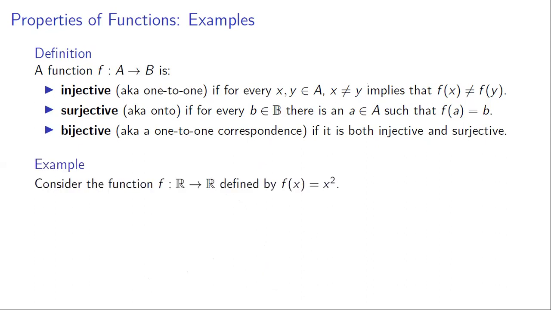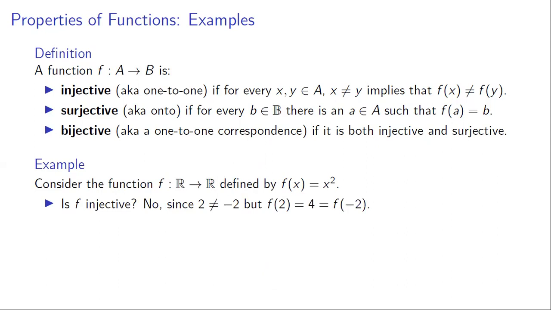Now let's do some more examples. Let's consider the function f from the set of real numbers to the set of real numbers defined by f of x equals x squared. You've seen this before. Now, is f injective? Well, no. Because let's take a look, for example, 2 is not equal to -2, obviously, but f of 2 is equal to 4, which is also equal to f of -2.